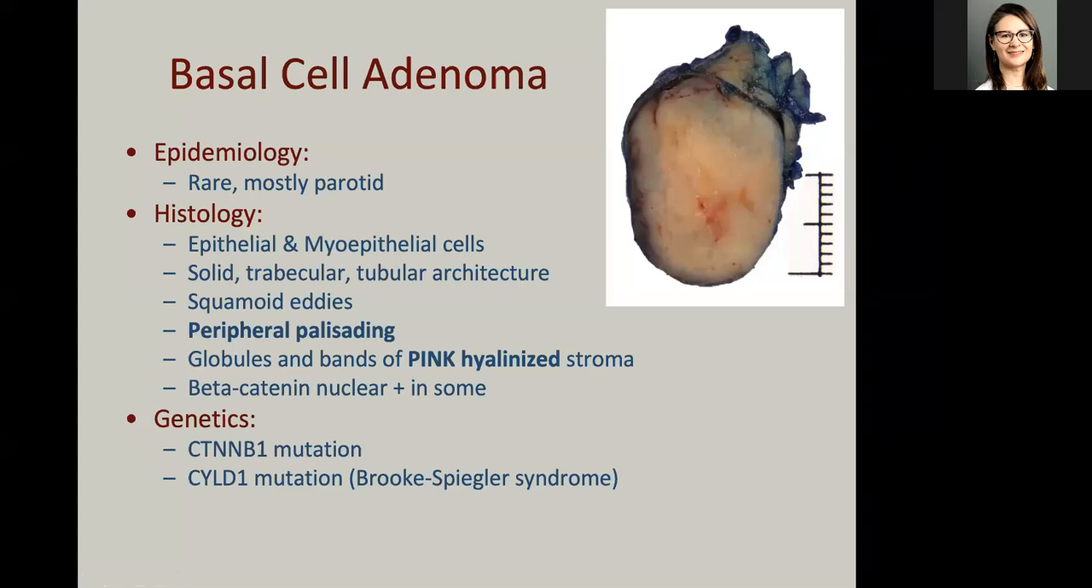All right, so basal cell adenoma is our next type of tumor that has a benign and a malignant counterpart. These are rare, but mostly seen in the parotid. Again, they're composed of both epithelial and a myoepithelial cell component, but sometimes you can't really pick this out on H&E. Sometimes we need immunostains to differentiate. What's characteristic of these is, as I'll show you on the next slide, peripheral palisading with pink stroma. Genetically, these have beta-catenin mutations, so CTNNB1, and sometimes they have mutations in the CYLD gene, the cylindroma gene.